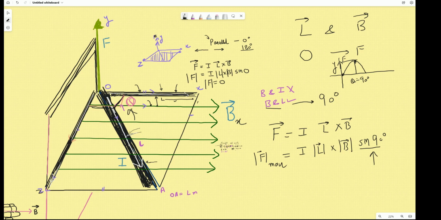Let's shift it to this place. Let us shift the wire to this place. So let's draw. I'm drawing the wire now. The wire is here. So this is the wire.